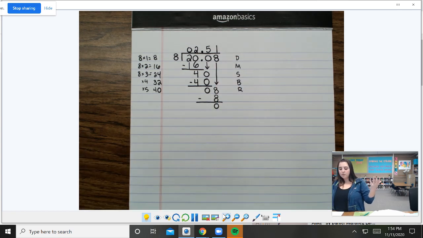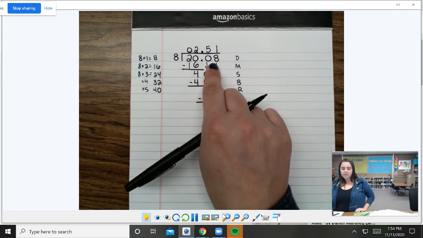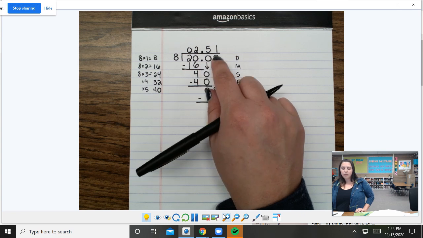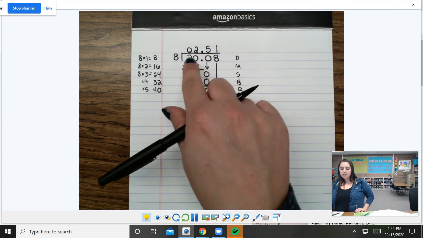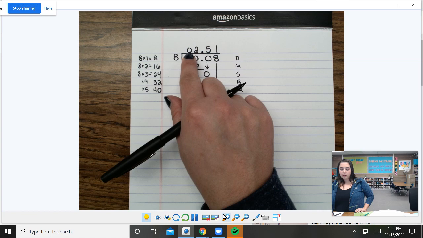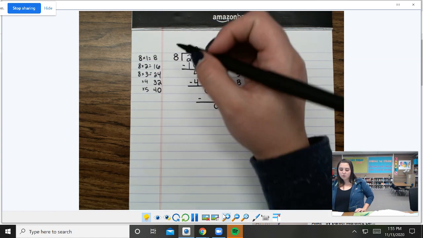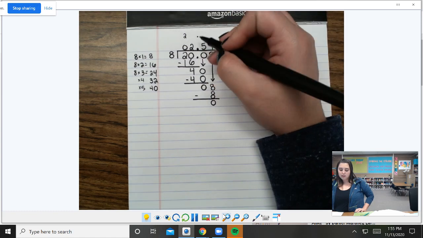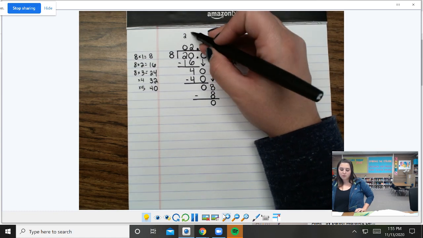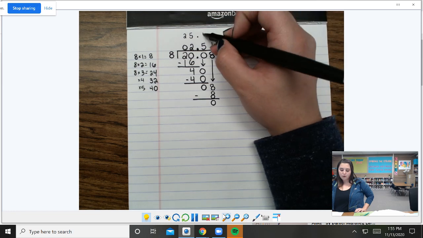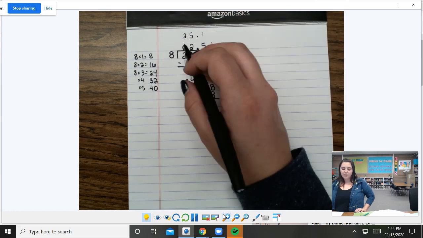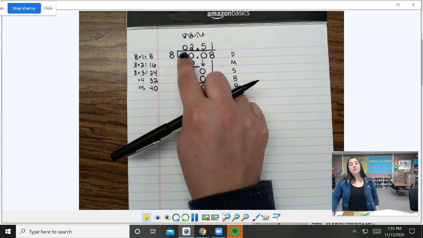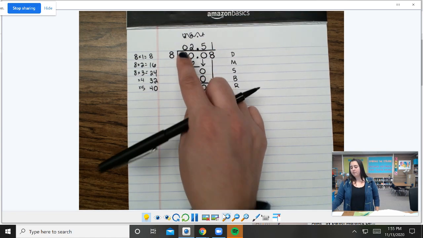I know I'm done. So $20.08 divided among 8 people would be $2.51. Again, this is why it's important that I write that 0 here, because if I accidentally wrote my 2 here, let's pretend up above, my decimal would stay here. My 2 would go here. I'd maybe write my 5 here, and then my 1 here. That would be in the wrong place. So write your decimal and then add a 0 if it doesn't divide into it.